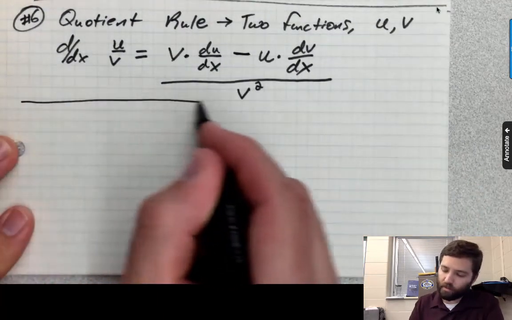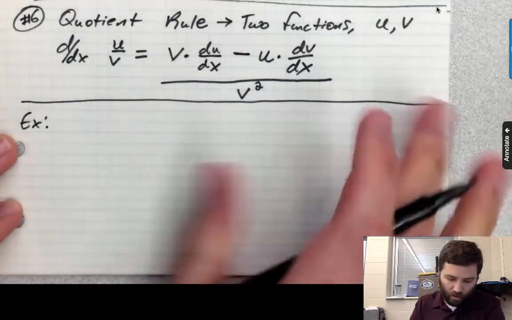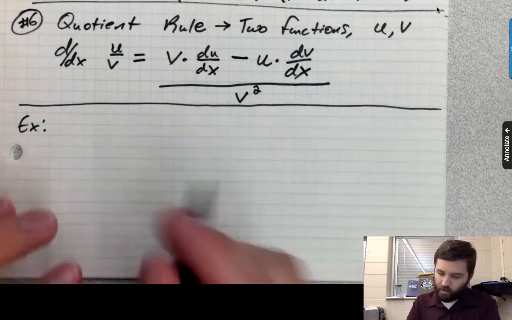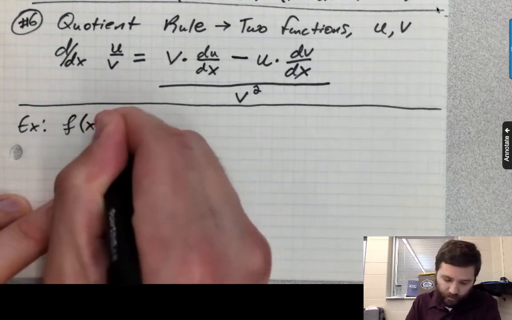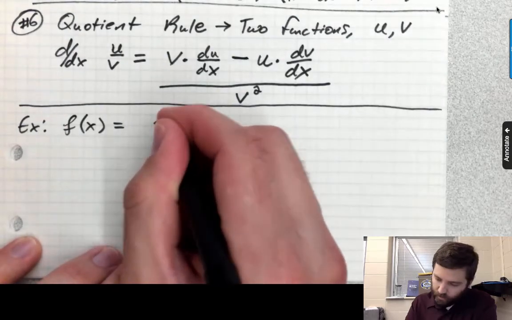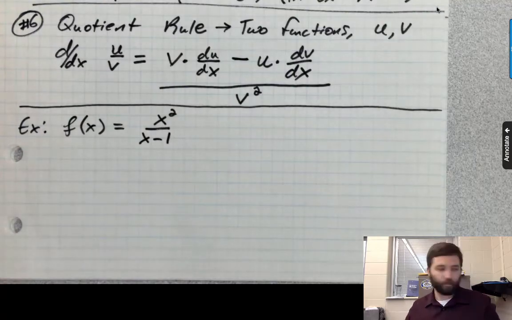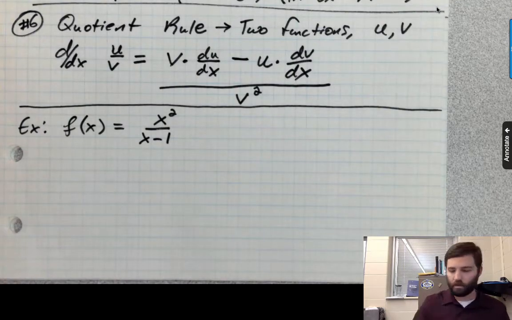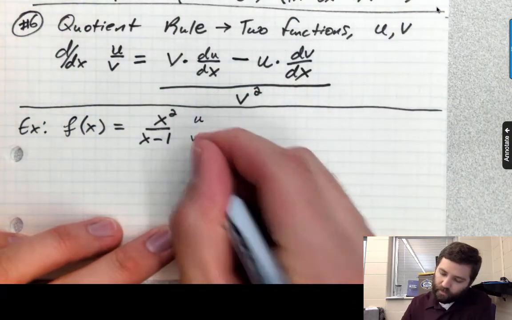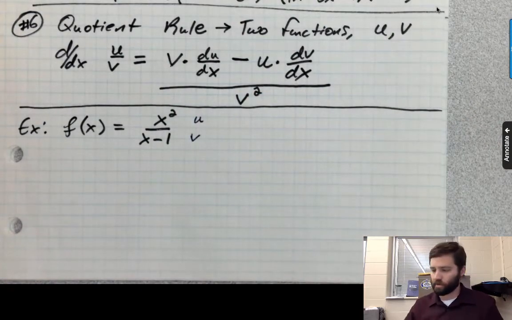So let me show you an example where we're going to apply this. All right, so f of x equals x squared divided by x minus 1. Okay, so again, obviously the top function is x squared, so that'll be our u. That'll be v on the bottom. Okay, so let's go ahead and use the quotient rule here.